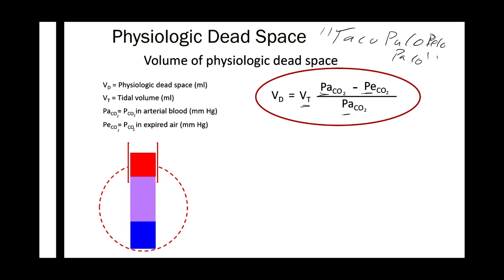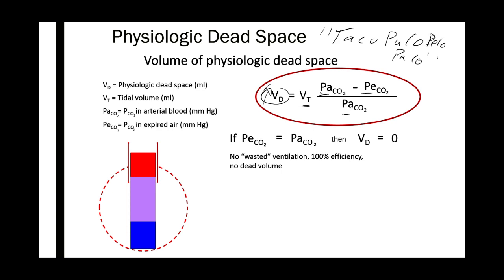But if you do calculate that somebody has increased physiologic dead space, then that indicates there's a portion of air that's making it down to the respiratory zone that is not participating in gas exchange. So there's something going on that's not good. So this is like what I talked about earlier, like a healthy person. VD should be very small or close to zero, and that makes sense because the amount of CO2 that you're expiring or breathing out equals the amount in arterial blood.